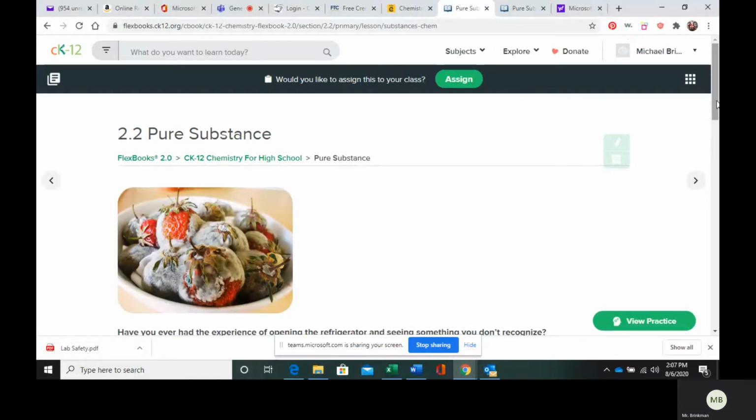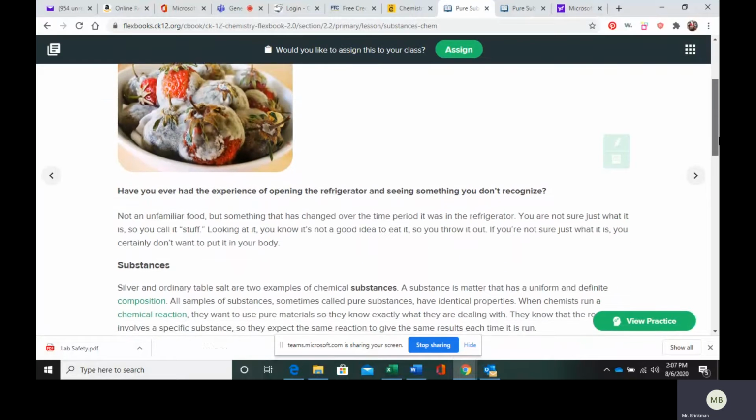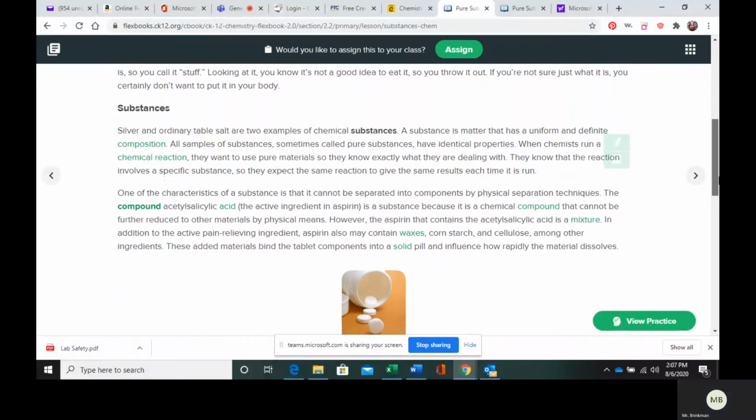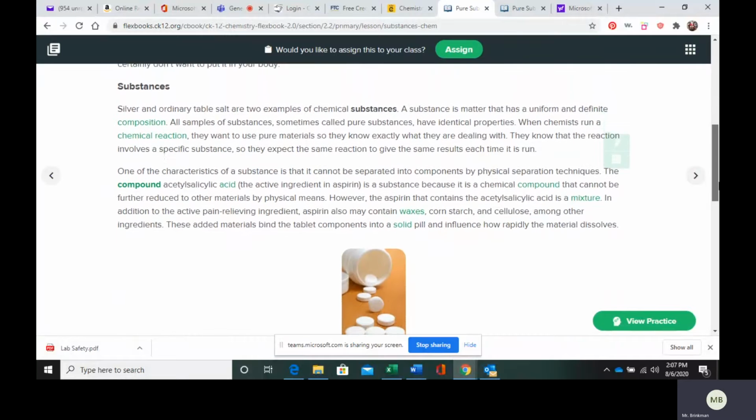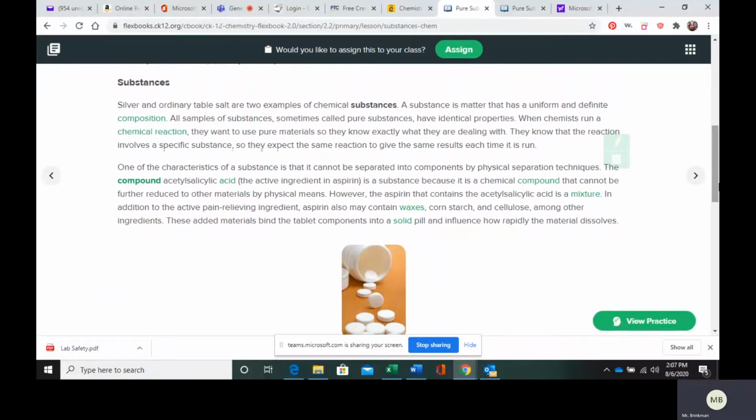Okay. So what is a pure substance? Well, a pure substance is going to be something that has the same composition throughout. This document describes it as having a uniform and definite composition. Silver is a pure substance that is always going to be made up of silver. Table salt is a pure substance. It is always going to be made out of sodium and chlorine, forming sodium chloride. Okay, so a uniform and definite composition means it is the same all the way throughout.